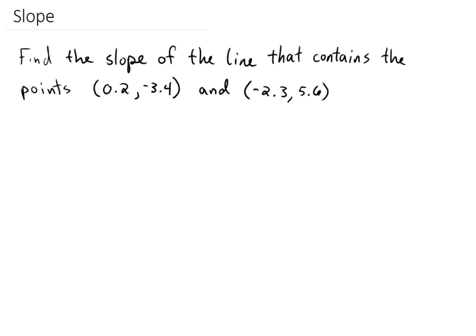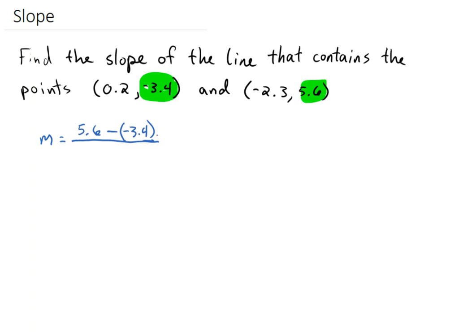Alright, so here we're going to find the slope of the line that contains the points (0.2, -3.4) and (-2.3, 5.6). So again, the way we do this is we're going to set it up as a fraction where we subtract our y values on top. So here my y values are the second coordinates. So I'll subtract those on top. So I got 5.6, and you have to be careful with the -3.4 because we're subtracting -3.4. So you end up with a double negative sign there because we're subtracting and the number is negative.